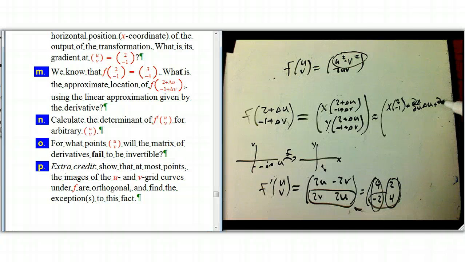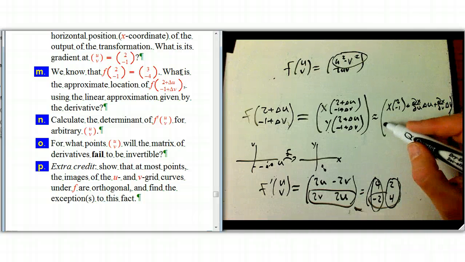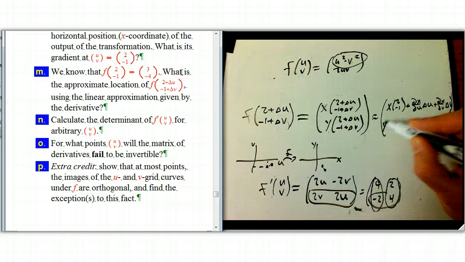And let's see if I can fit it. Partial derivative with respect to v times delta v. So that's what we get in the x variable. It's getting kind of small, isn't it? I'll try and make it a little better here. In the y variable, the same thing.